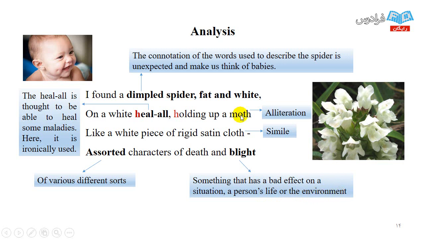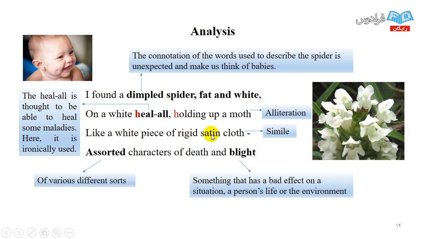The moth is like a white piece of rigid satin cloth. So we have a simile here. The moth is likened to a white piece of rigid satin cloth. The word rigid brings to mind the stiffness of death and it gives us a sense of dread. The moth is dead. It is killed by the spider and now its dead body is rigid or stiff. It is like a white piece of rigid satin.